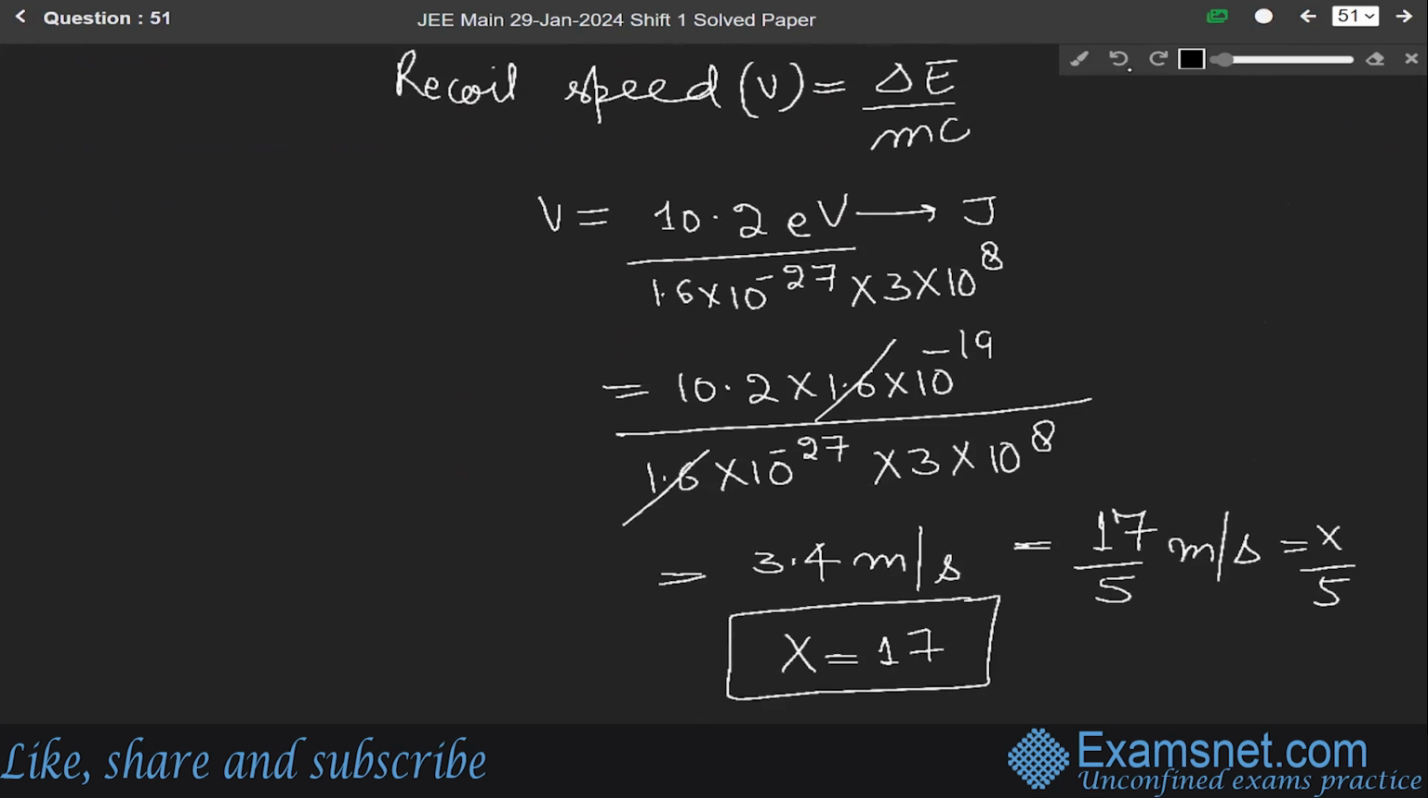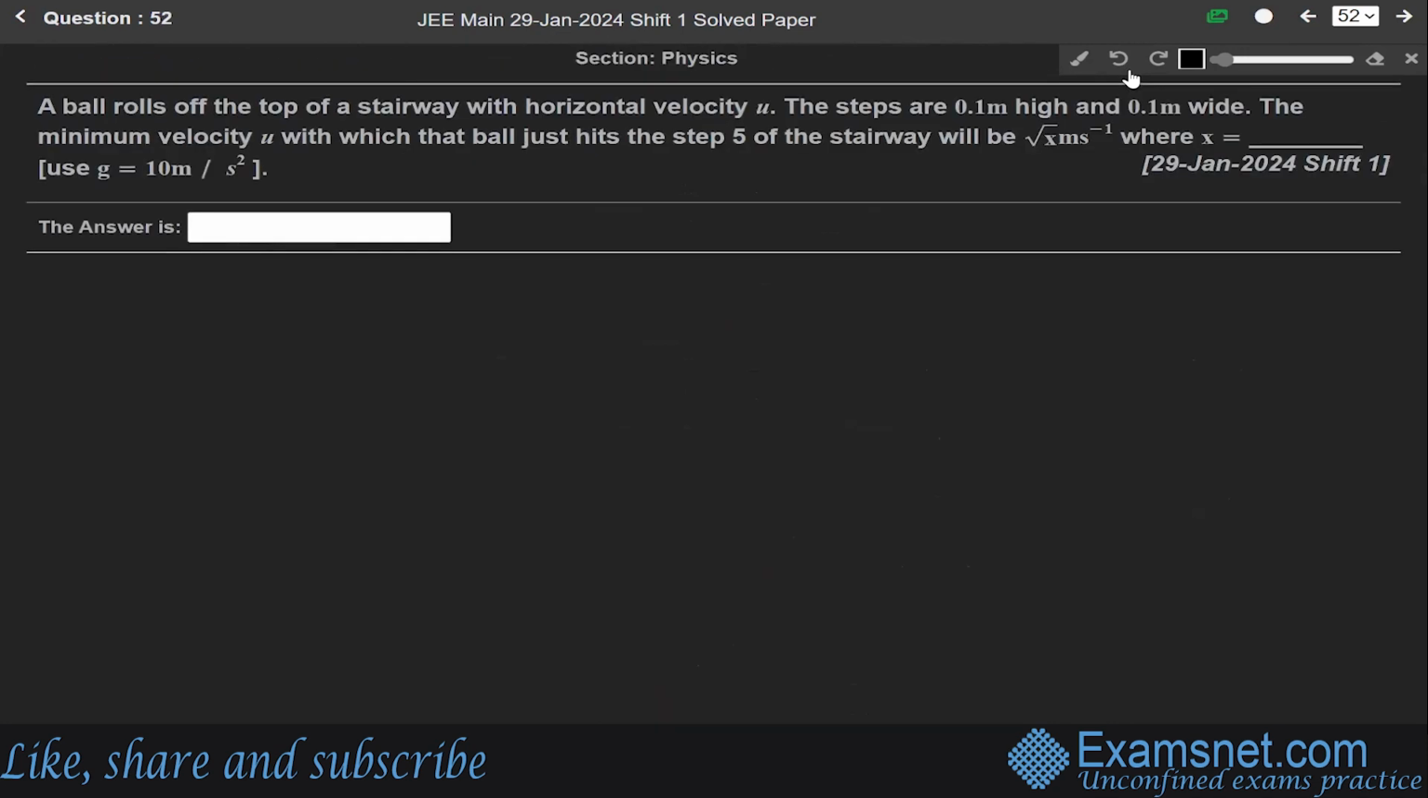Okay. Now next question, question number 52. According to this question, a ball rolls off the top of a stairway with horizontal velocity u. The steps are 0.1 meter high and 0.1 meter wide. The minimum velocity u with which the ball just hits step 5 of the stairway will be root x meter per second. We have to find the value of x. This question is from the chapter of kinematics. According to this question, there are 5 steps.